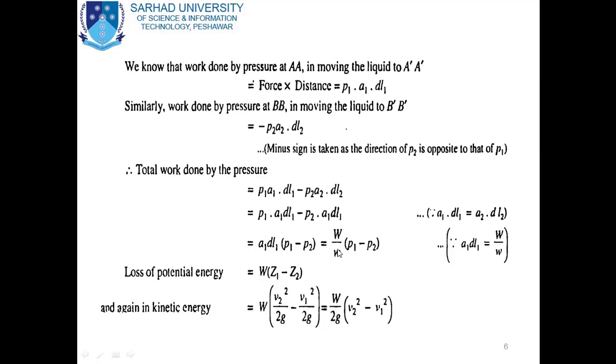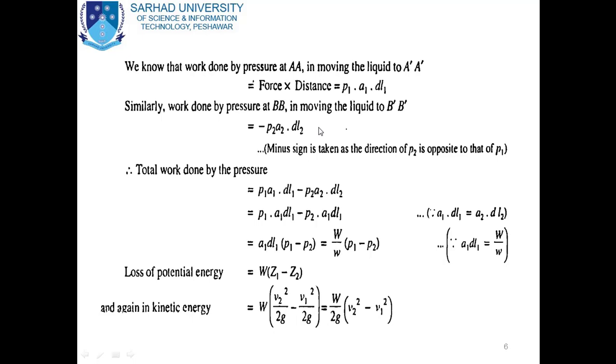Now we know that work done by pressure at AA in moving the liquid to A dash is equal to force into distance. We know that pressure is equal to force divided by area, so force is equal to pressure into area, and the distance is dL1. Similarly, work done by pressure at BB in moving the liquid to B dash is equal to minus P2 A2 dL2. Here the minus sign is taken as the direction of P2 is opposite to that of P1.